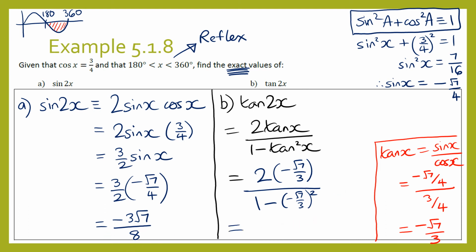So simplify this. In the numerator, I've got minus 2 root 7 over 3. In the denominator, I've got 1 minus 7 over 9. This is not difficult to simplify, it's just fraction work. But the final answer you get, minus 3 root 7. It's an exact value because it's not rounded in any way.